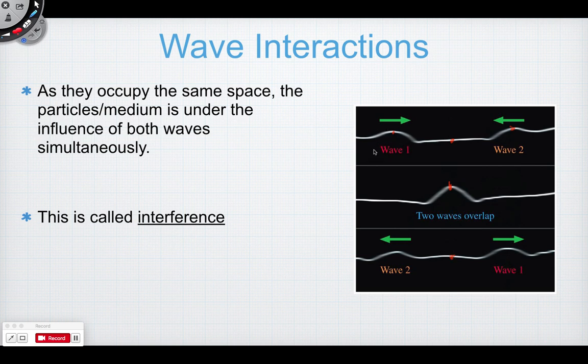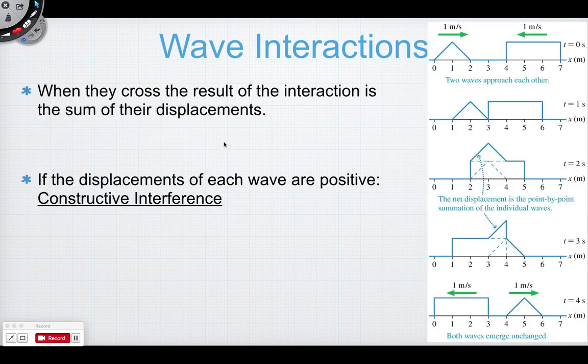Notice wave one did not bounce and go backwards. Wave one continued on, and wave two continued on. This is called interference. During this time, there is interference. We're going to have multiple types of interference. So the first type that we will talk about is called constructive interference.